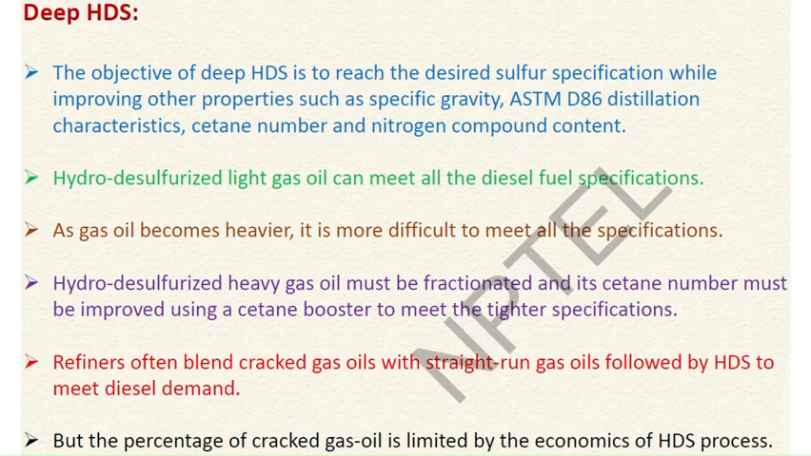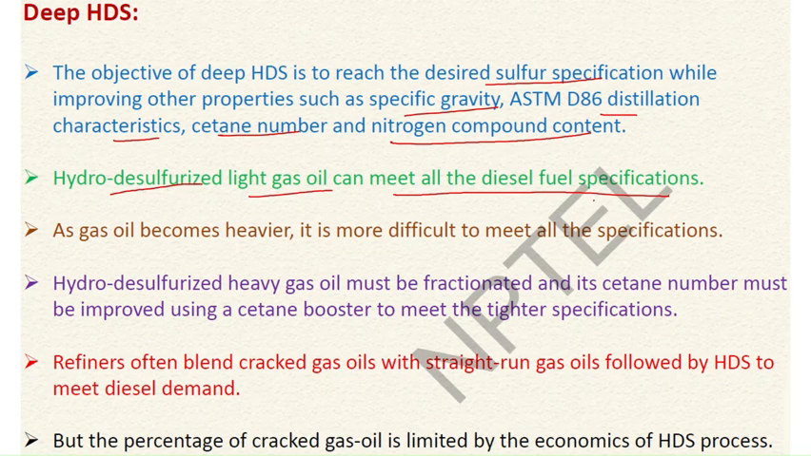The objective of deep HDS is to reach the desired sulfur specifications while improving other properties as well. That is the specific gravity, then distillation characteristics, then cetane number, and the nitrogen compound contents. So hydrodesulfurization of light gas oil can meet all the diesel fuel specifications. As gas oil becomes heavier, it is more difficult to meet all the specifications. It means light gas oil can be easily hydrodesulfurized, whereas when the gas oil becomes heavier, its desulfurization or hydrotreating becomes more difficult.